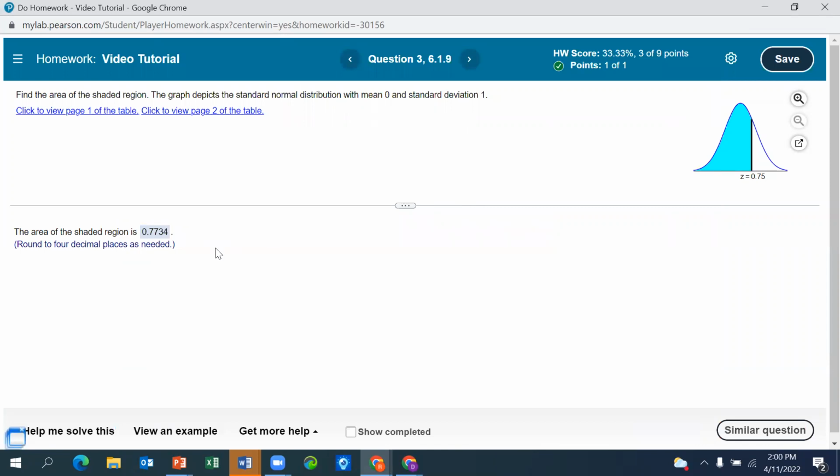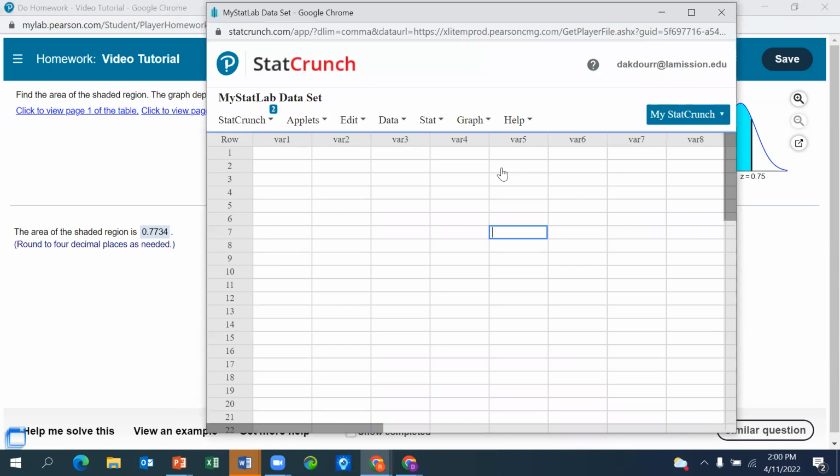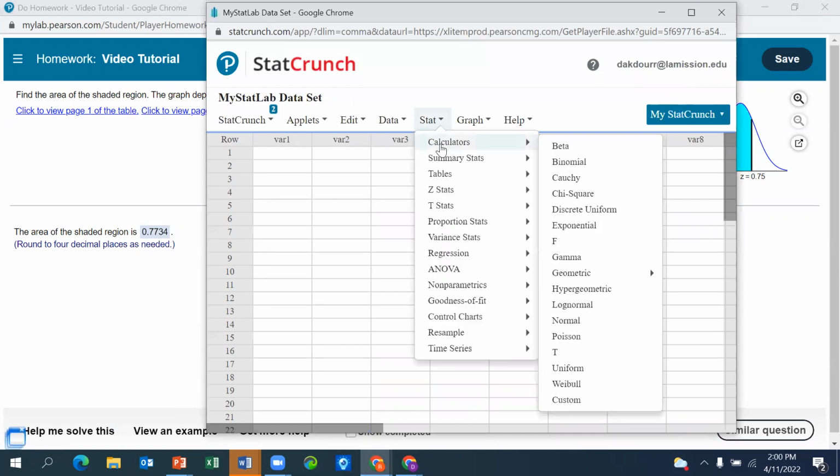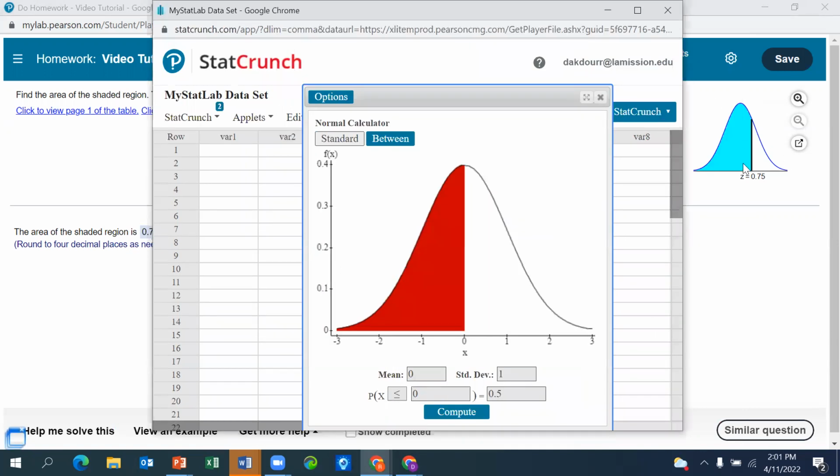You could have, if you wanted to, done that using Statcrunch. Let me show you how to find this probability using Statcrunch. So you go back to the Statcrunch that we have here, okay? You close this window, you go back to Stat, you select Calculators, but now you have to select Normal because we have a normal distribution. So let's see, here's normal. And there you have the bell shape, same as you see in this example.